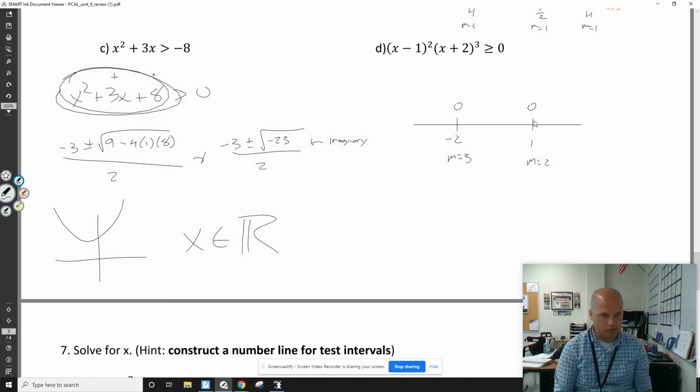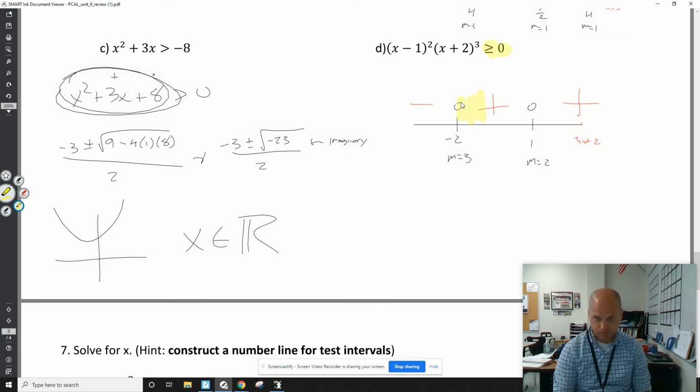Or what I like to do, what you'll do in calculus, is use a test point, like 2. If you plugged in 2, you get all positives. Positive times a positive, so that's positive. You will bounce off 1. You will not change signs. You will bend through, but you will pass through negative 2. You will change signs. You are looking for greater than or equal to zeros.